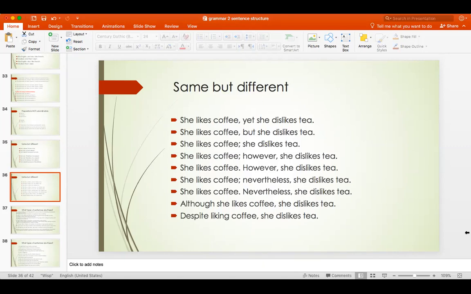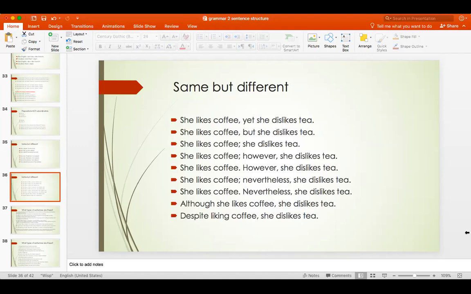But let's see. She likes coffee, comma, yet she dislikes tea. She likes coffee, comma, but she dislikes tea. Again, here, fewer people use "yet," so you look special when you use it, but don't overuse it. You'll spoil the fun. And again, it has an element of surprise. She likes coffee, semicolon, she dislikes tea, compound.